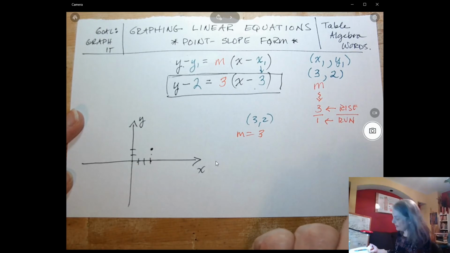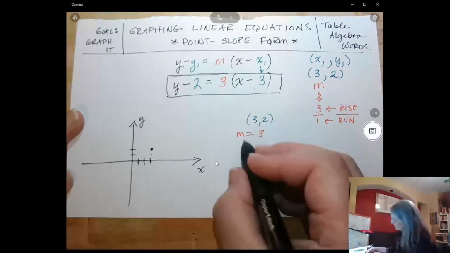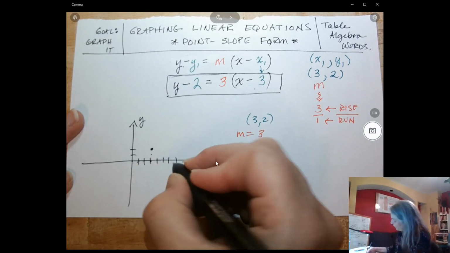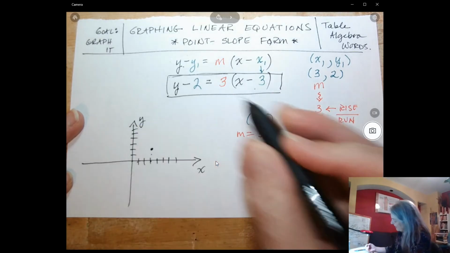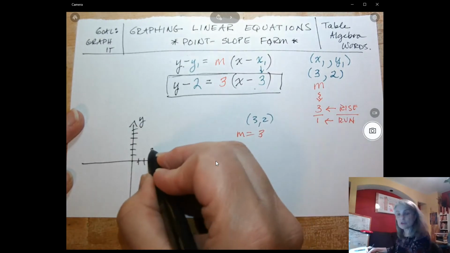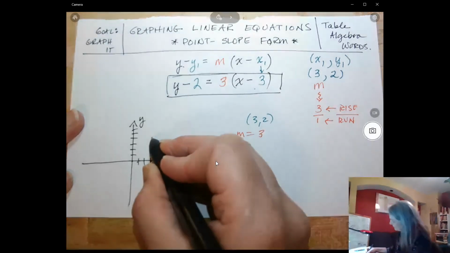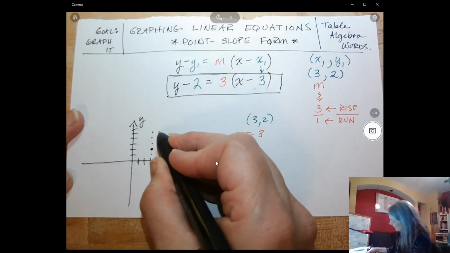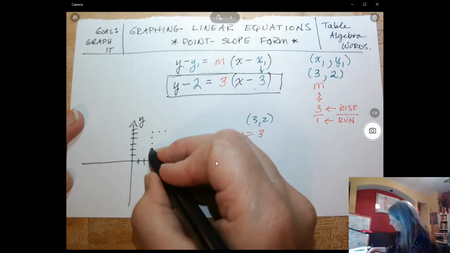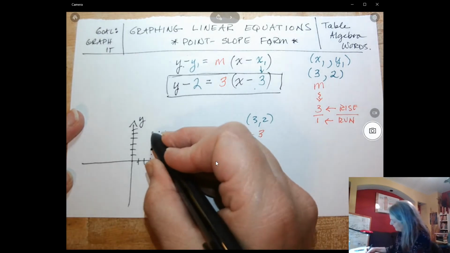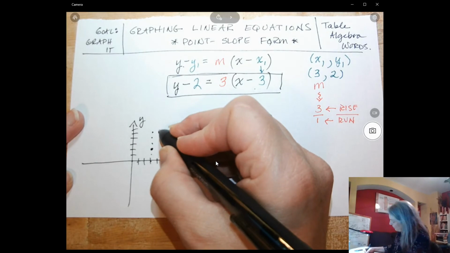And then the second thing we're going to do is look at the slope. Let's draw a few more points here to help us. Our slope tells us to go from the point we know up 3, 1, 2, 3, and over 2, 1, 2. Oops, no, up 3, 1, 2, 3, and over 1. So we have a point right here.